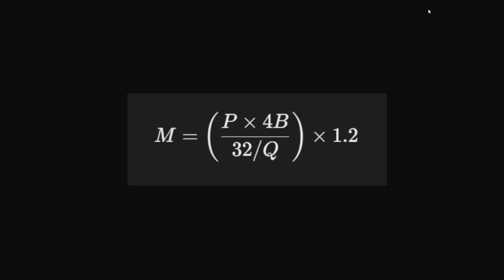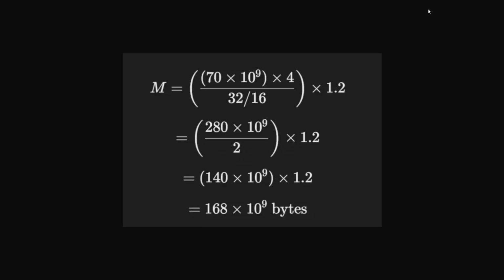So now let's try to understand how much GPU memory would be required to run the Llama 70B model. So now here is the equation. Llama 70B has 70 billion parameters. As you can see, P has now been replaced by 70 into 10 raised to power 9, into 4, as you remember 4 bytes, into 32 divided by 16, if you are loading the model in 16 precision, floating point 16, into 1.2. Now, if you follow this entire equation, you will see that in the end you get 168 into 10 raised to power 9 bytes.